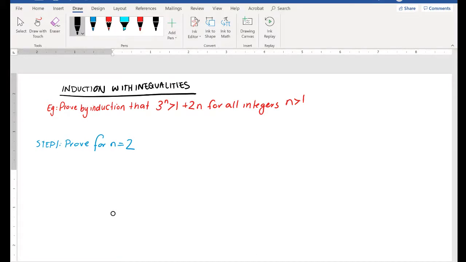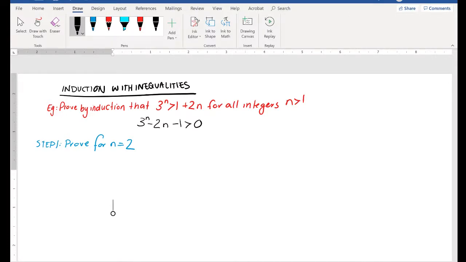One thing to do if they give you an inequality in this format is to put it all on one side. So instead, think of it as 3 to the power of n minus 2n minus 1 is greater than 0. Just makes life a bit easier. So now when we're proving for n equals 2, we just sub in 2.